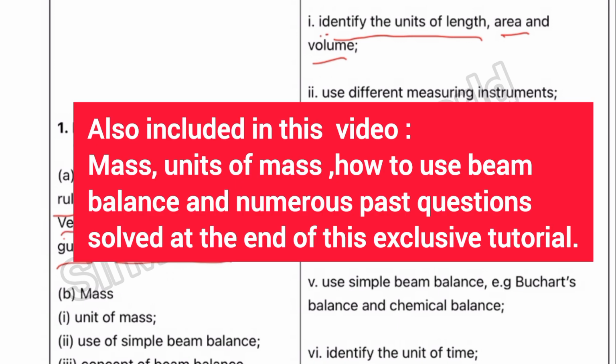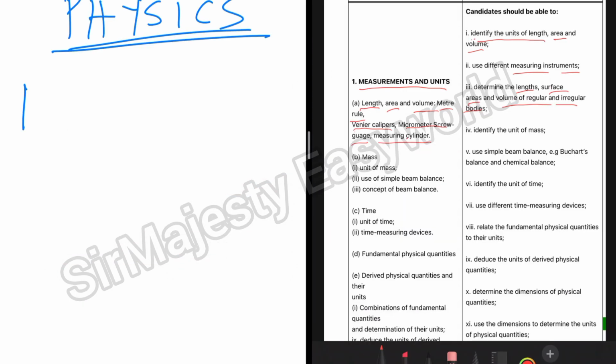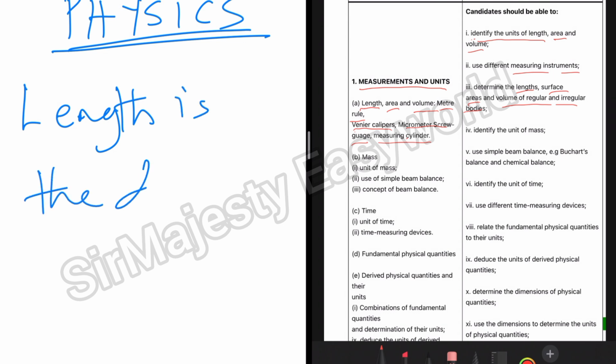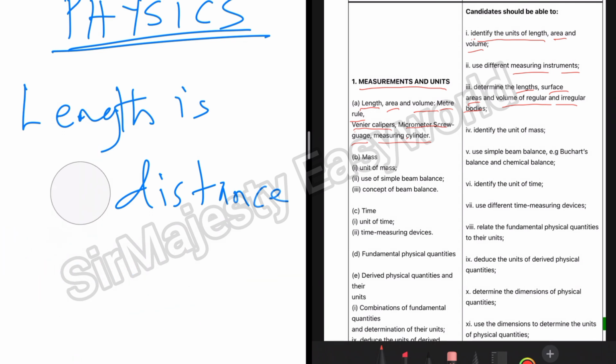Now let's start. What exactly is length? It's the distance between 2 points. If somebody is at Enugu, another person is at Lagos, you want to check the distance between them. What you check is the length. You draw a line between two of them, and you get the length of the line. That length gives you the distance between the 2 points. Okay?